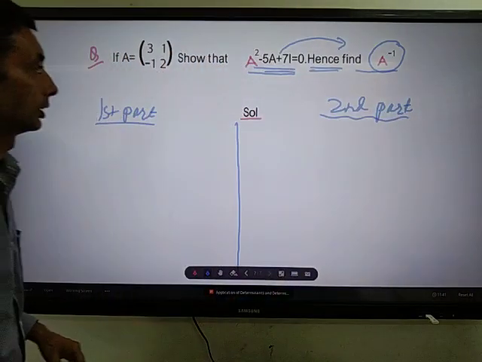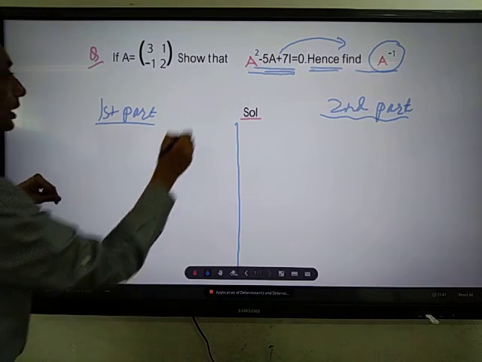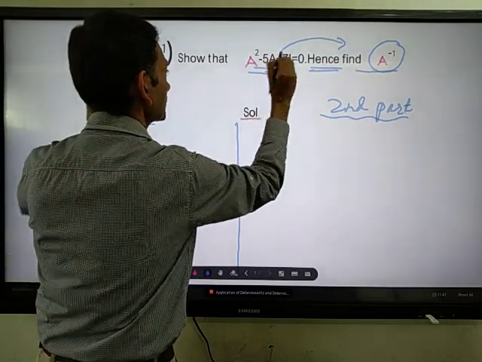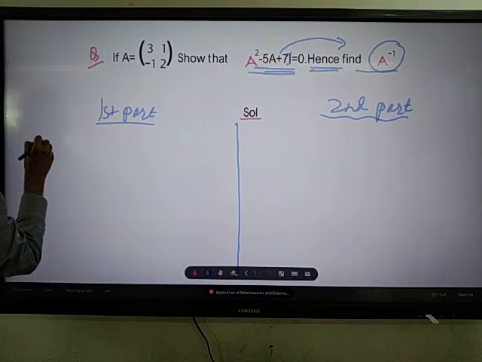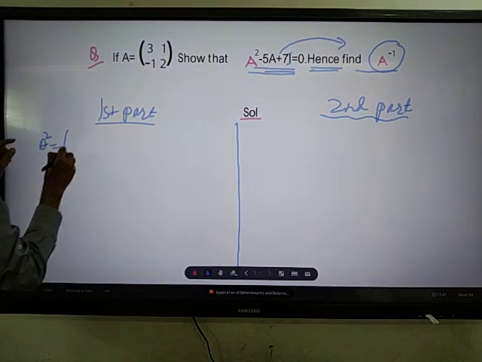Second part of the answers. So the first part. What is the first part? We need to calculate A square minus 5A plus 7I. This is the identity matrix. Remember this. We'll calculate A square first. How to calculate A square?